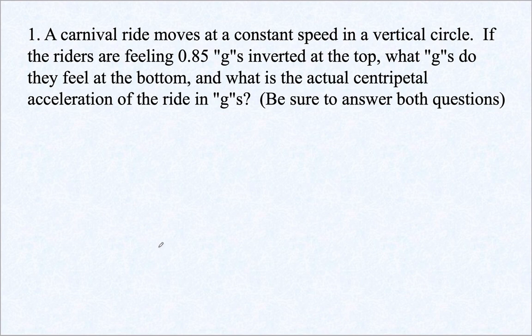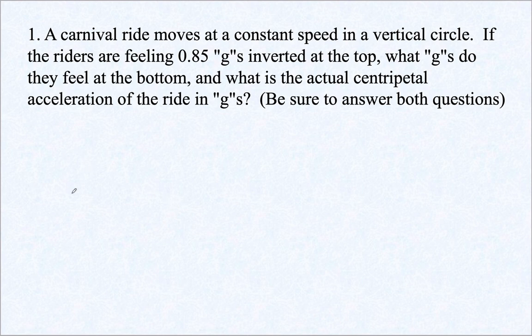All right, a carnival ride moves at a constant speed in a vertical circle. If the riders are feeling 0.85 Gs inverted at the top, what Gs do they feel at the bottom, and what is the actual centripetal acceleration of the ride in Gs? Be sure to answer both questions.